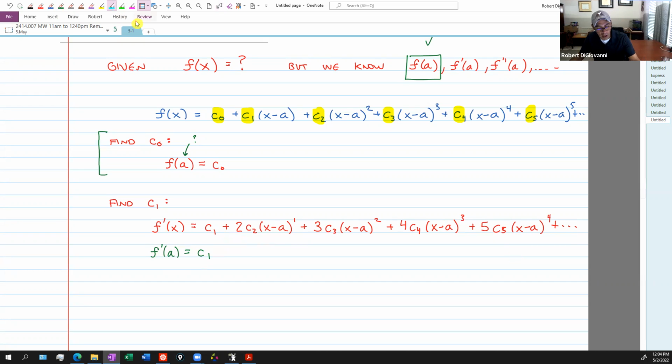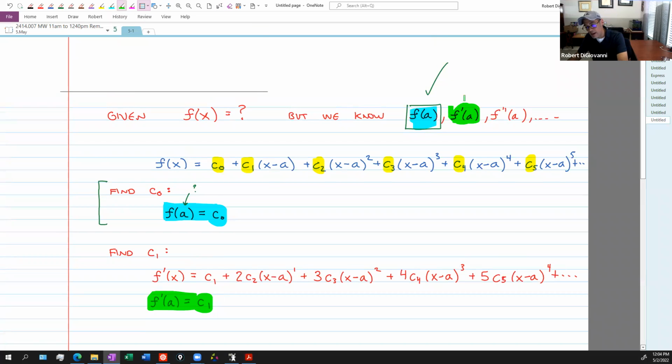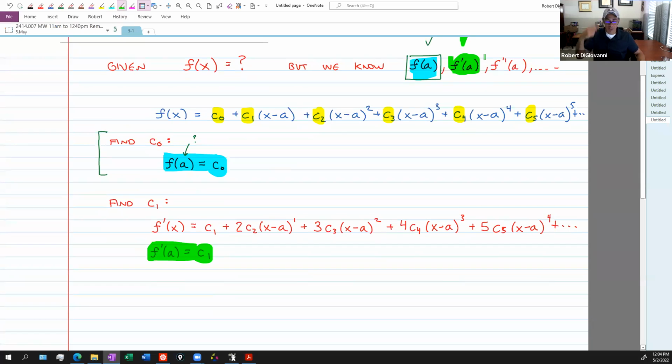So look everyone, I found what C sub zero is, right? C sub zero is the original function at a. Do I know that? Yes, I'm good to go. Now I'm trying to find C sub one. Do I know what C sub one is? Well, it's the derivative of the function at a. Do I know that? Yes, I now have that. So I know what C sub zero is, I know what C sub one is. With me? Let's get C sub two.